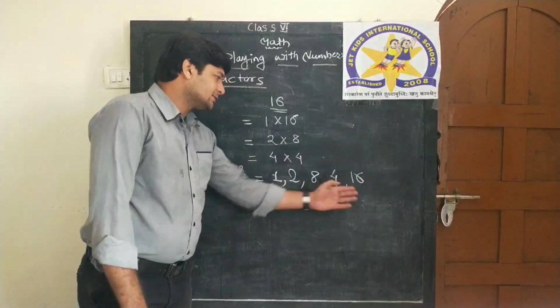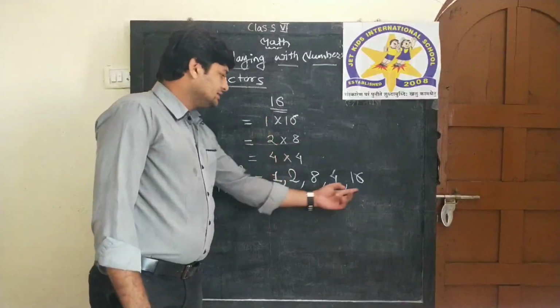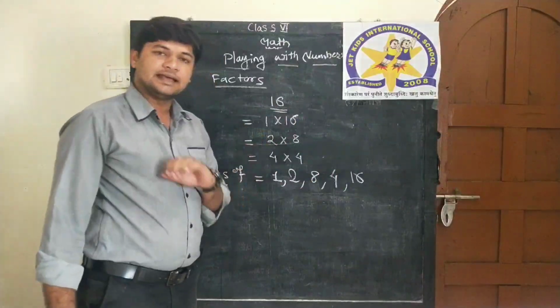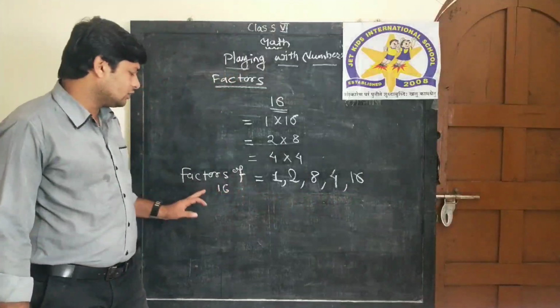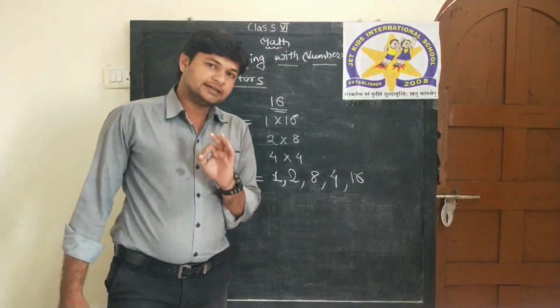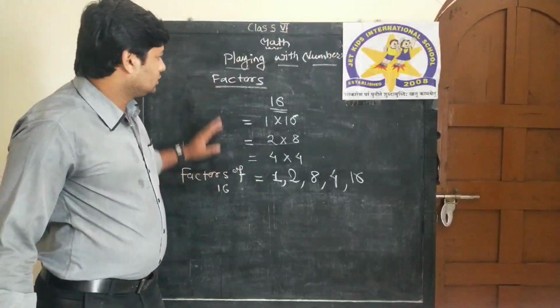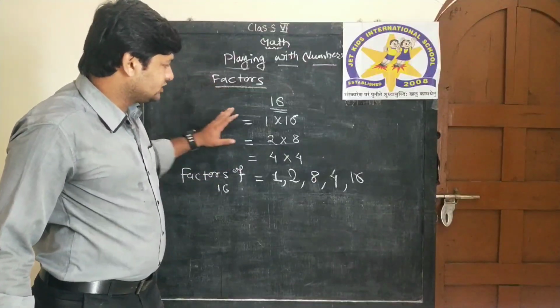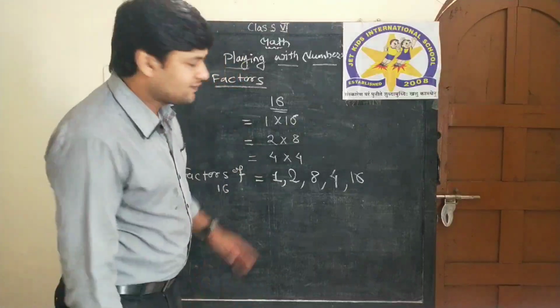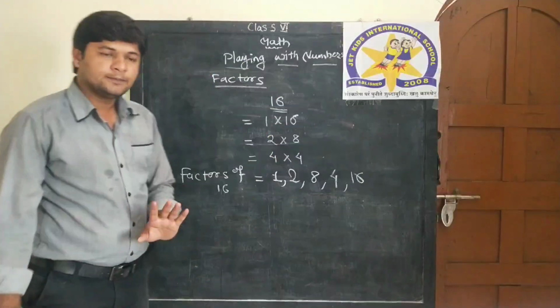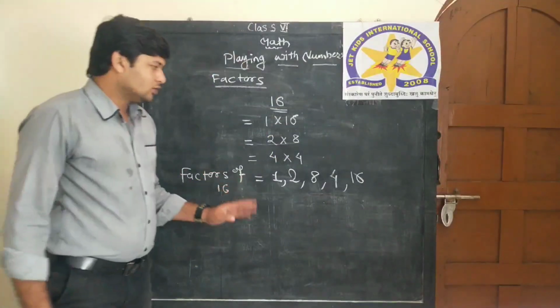Because these numbers can divide 16 exactly. That's why these numbers are factors of 16. Hope you have understood factors. What is meant by factors? Numbers which divide the given number exactly are known as factors of that number. Clear? Hope it is clear to all of you.